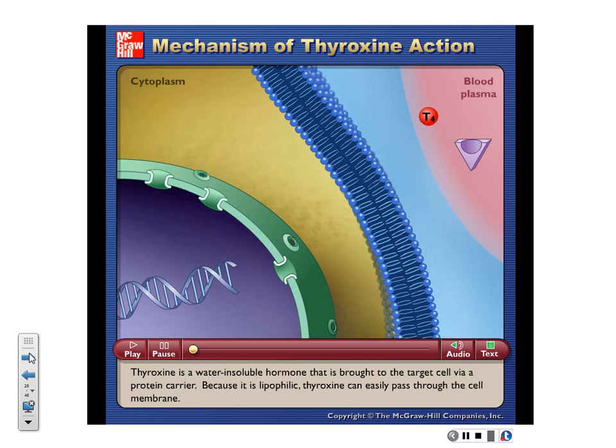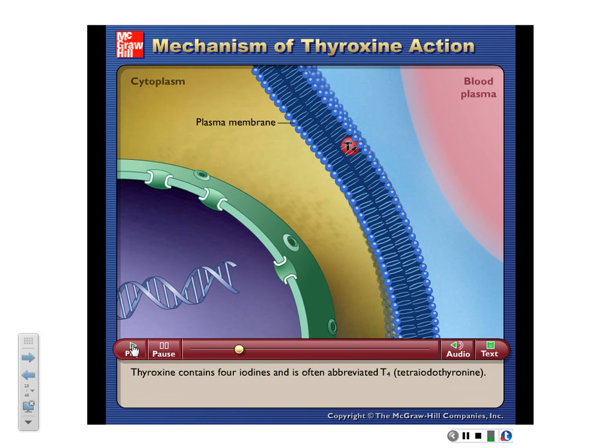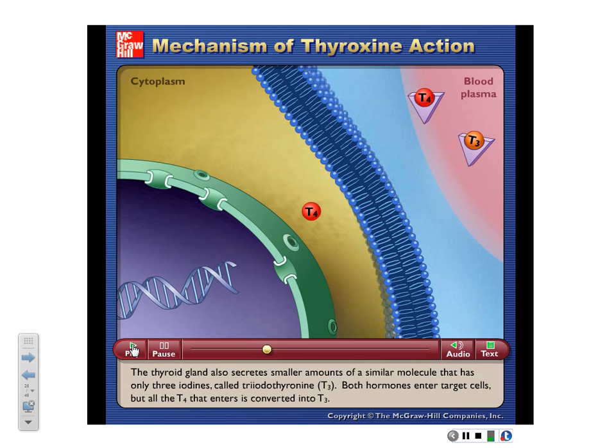All right. So here's another cartoon. Thyroxine is a water-insoluble hormone that is brought to the target cell via a protein carrier. Because it is lipophilic, thyroxine can easily pass through the cell membrane. Thyroxine contains 4 iodines and is often abbreviated T4, tetraiodothyronine. The thyroid gland also secretes smaller amounts of a similar molecule that has only 3 iodines, called triiodothyronine, T3.